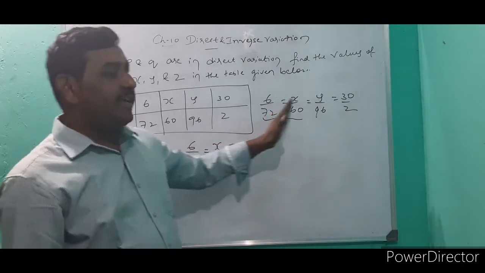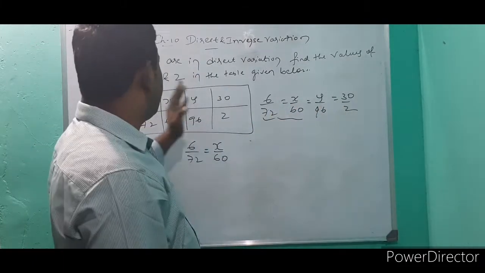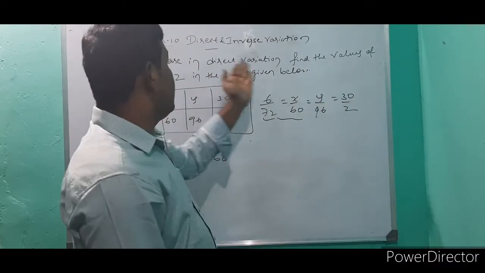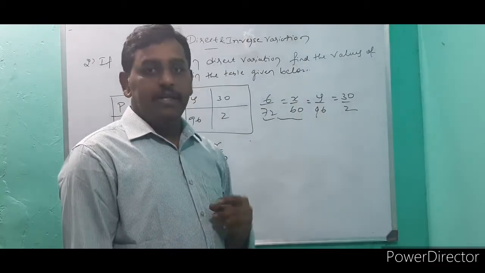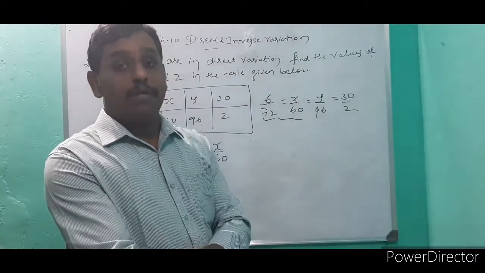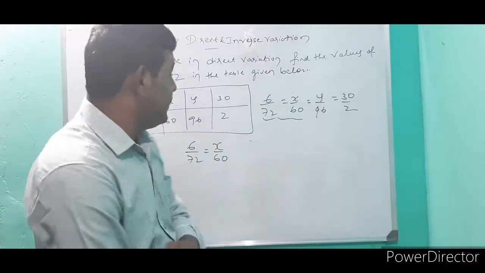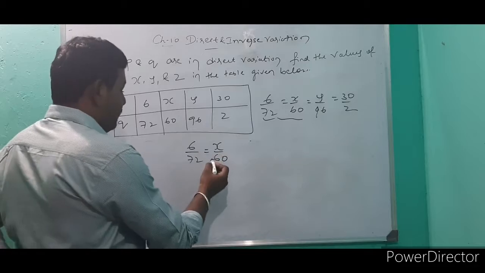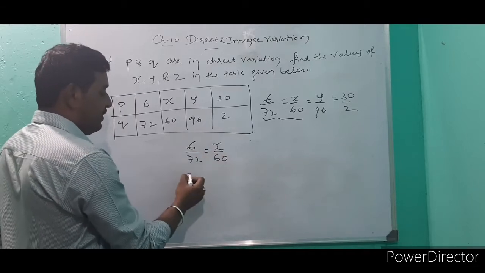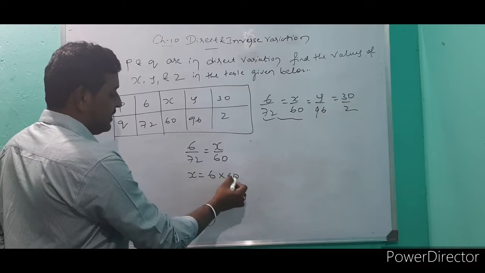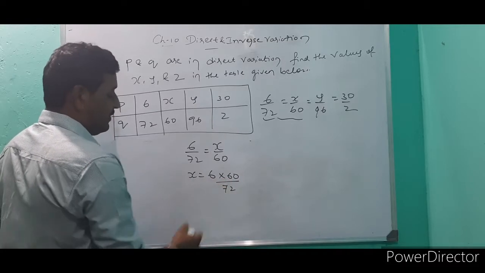Why am I equating these? Because the given P and Q quantities are in direct variation. Direct variation means the two quantities are in the same ratio. That's why I am equating them, all the ratios are equal. So if you want the x value, just cross multiply: 6 into 60 divided by 72.